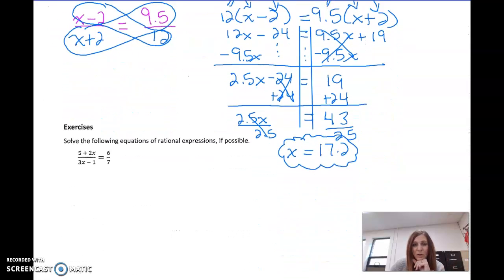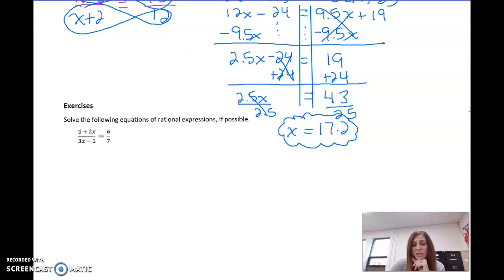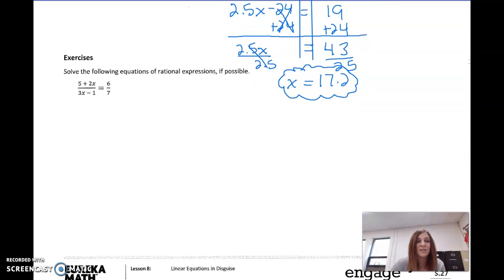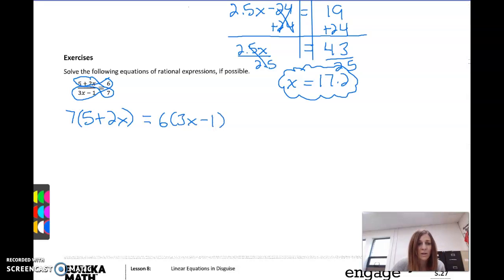One more example. Okay, so solve the following equations of rational expressions, if possible. And again, linear equation in disguise. Let's see if it works. 7 times the quantity, 5 plus 2x. Please be careful to put the stuff in parentheses. 6 times the quantity, 3x minus 1. Use our distributive property. 7 times 5 is 35, plus sign, 7 times 2x. And guys, the more you write down, the easier it actually is. That's 14x. Trying to keep it in your head can get confusing.